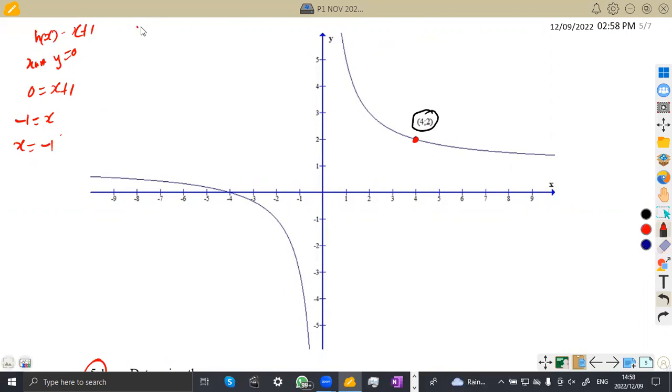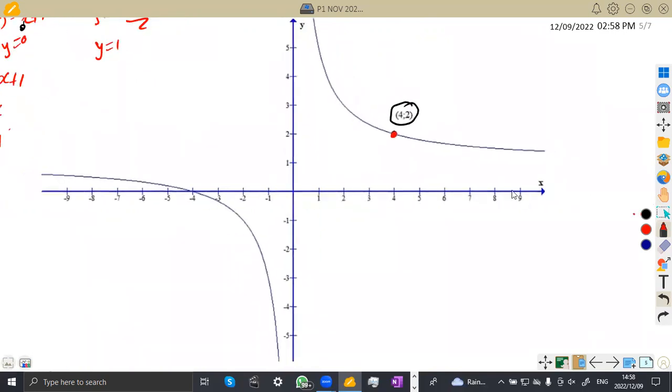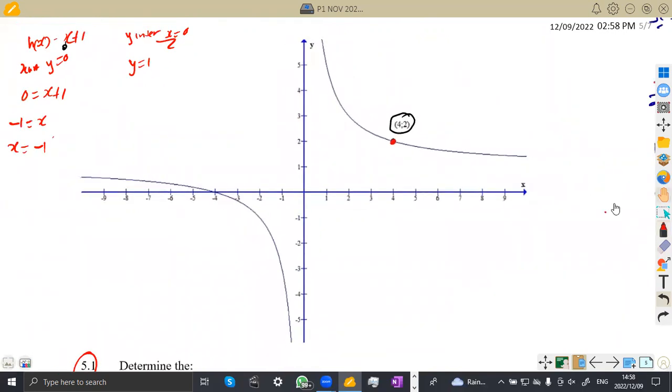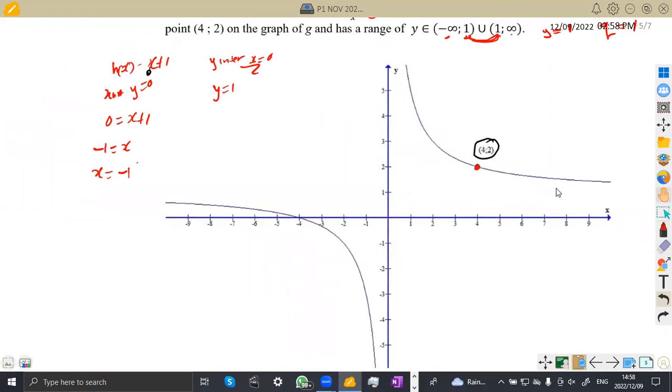Then for the y-intercept, we know that x would be equal to 0, and we can check here. If x is equal to 0, we just substitute 0, so it's 0 plus 1, y is going to be equal to 1. So y is 1. From our graph here, we're just going to mark those points: x is equal to -1 and y is equal to 1. We can just utilize this graph. y is equal to 1 is at this point, and x is equal to -1 is at this point.